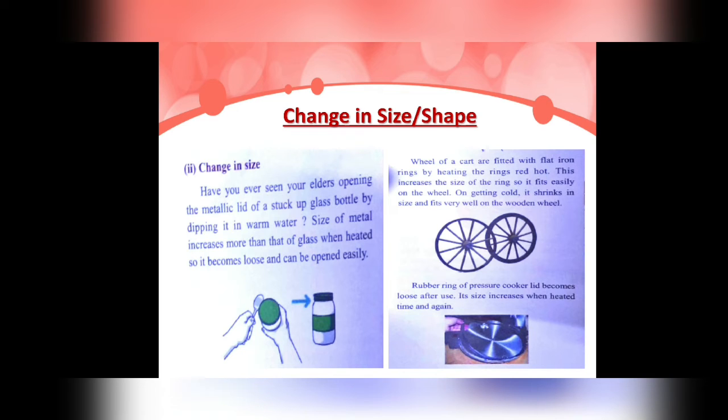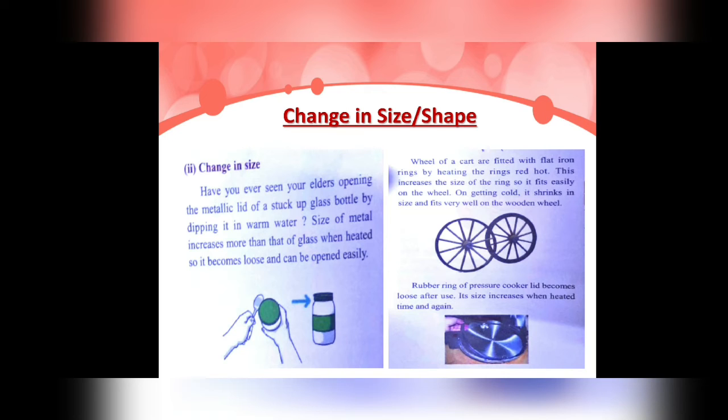So we can clearly say that change in heat brings change in temperature of an object. So these all are the examples which clear that rise in temperature is because of the change in heat of an object. Now next is change in size or shape of an object. The second effect of heat is change in size or shape of an object. There are some examples given to make this point clear.